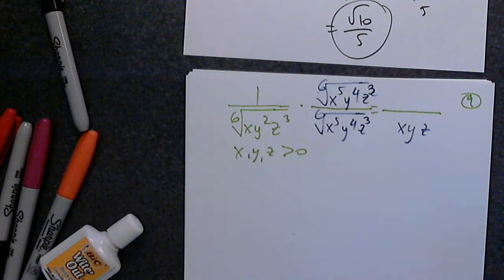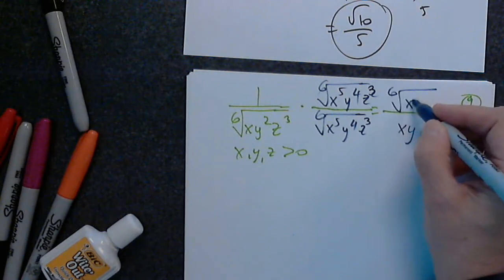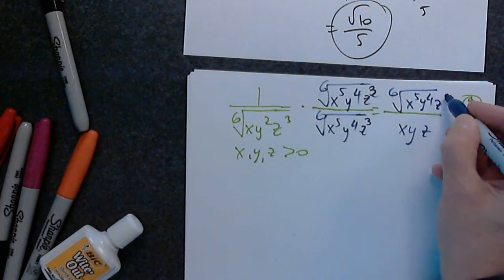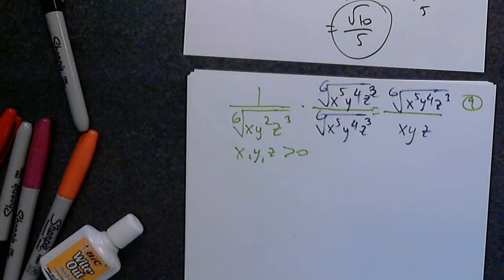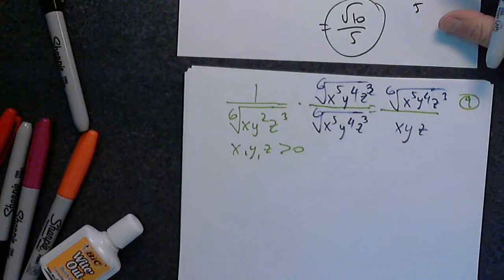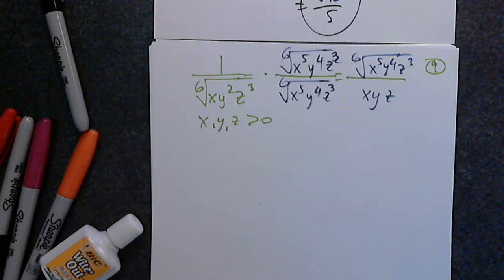Very good. Awesome. The numerator is the 6th root of x to the 5th, y to the 4th, and z to the 3rd. And the denominator is guaranteed to be xyz. So this is all about the first possibility or the first case. Any questions?